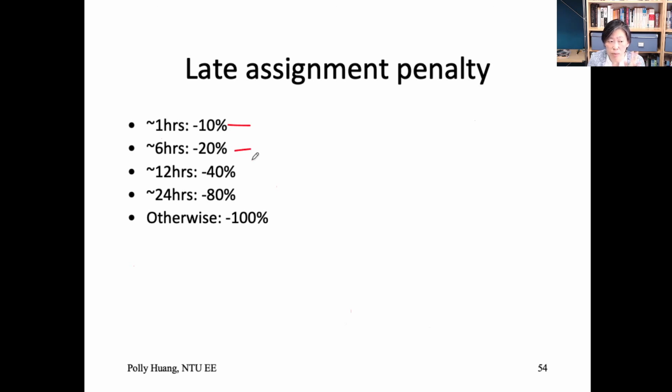Okay, don't give up yet. 12 hours, you get 60. 24 hours, you still get 20%. Okay, but after 1 day, hey, that's too far off. Then you don't get anything. Meaning that it's okay to be late, but to be fair, there'll be some points deducted, okay? So that those who submitted on time won't feel that they are being treated unequally.